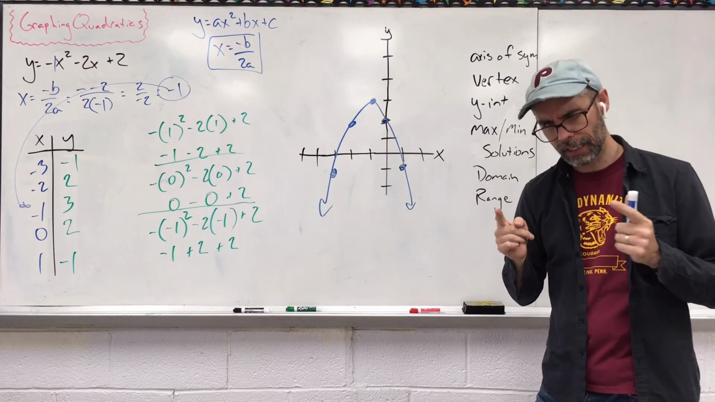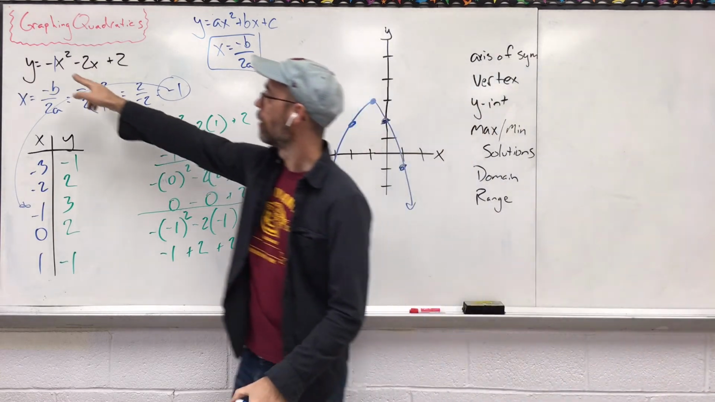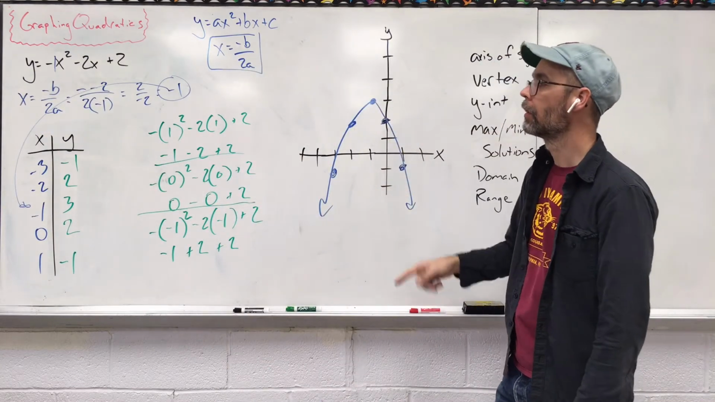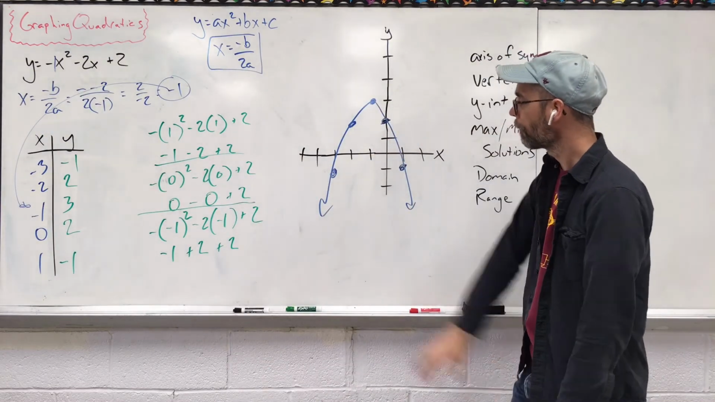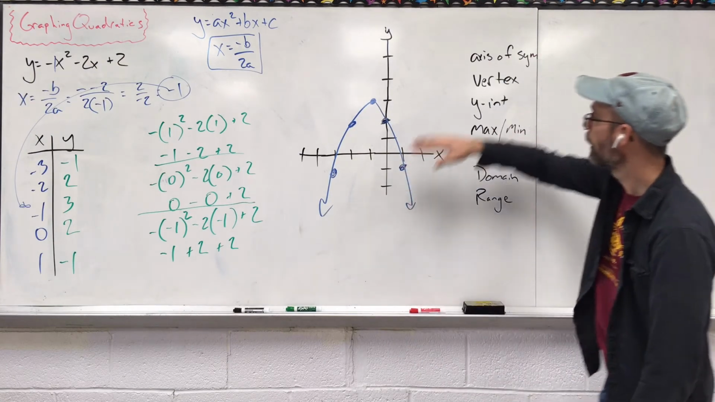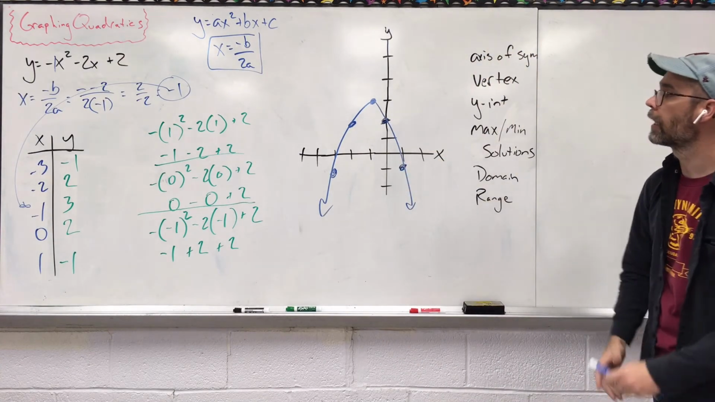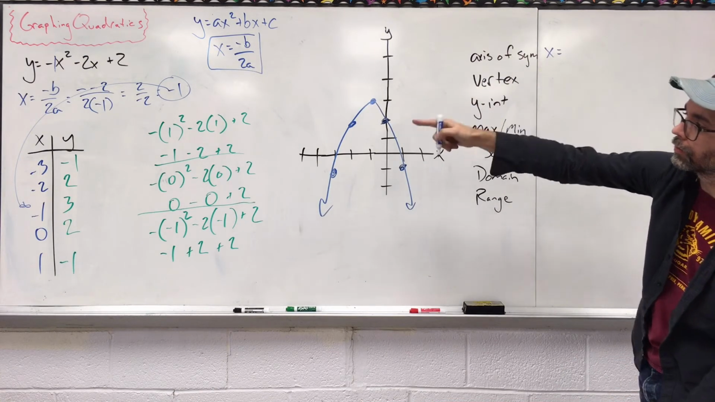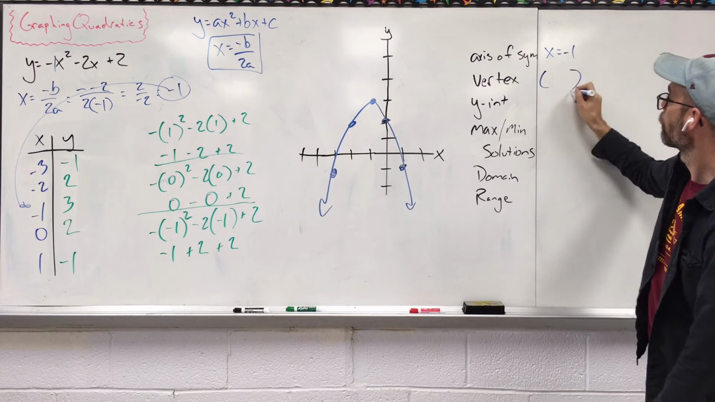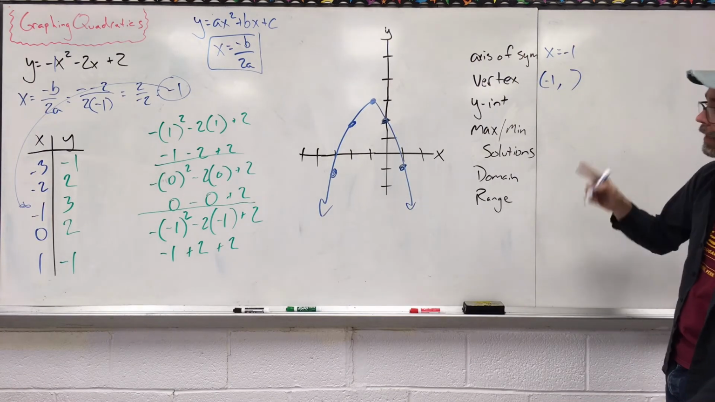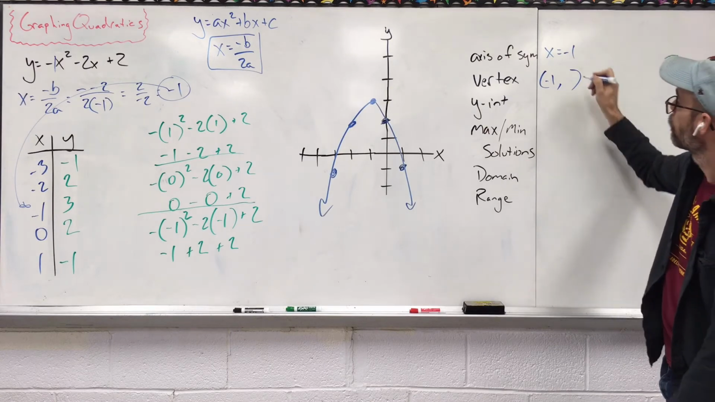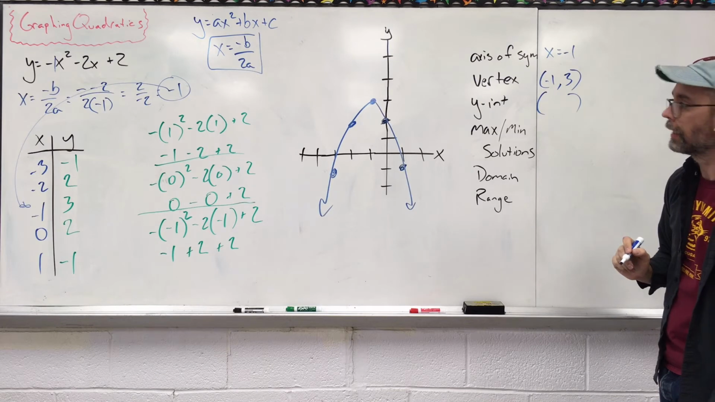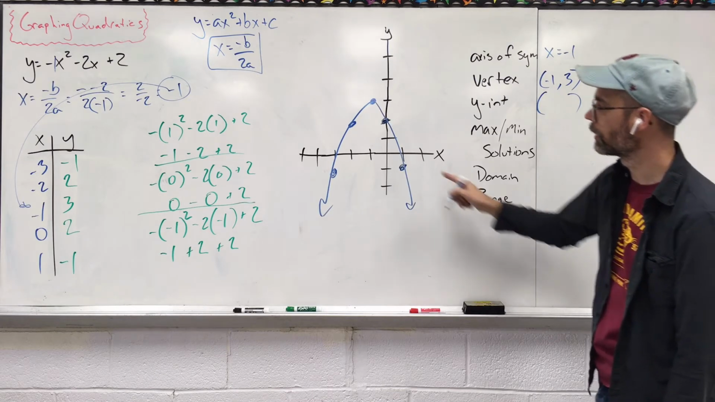Now there should have been a hint in the very beginning. Because there's a negative there, your graph is going to look like an upside down U. Negative means upside down. Okay, from here, let's find everything we can possibly find about all this. So axis of symmetry, first thing we found: X equals negative 1. Your vertex is half of that axis of symmetry, and then we found a 3 when we plugged it in.